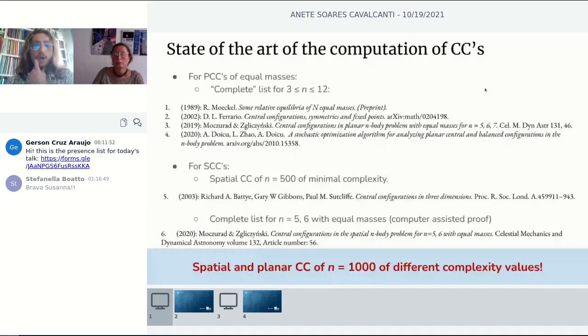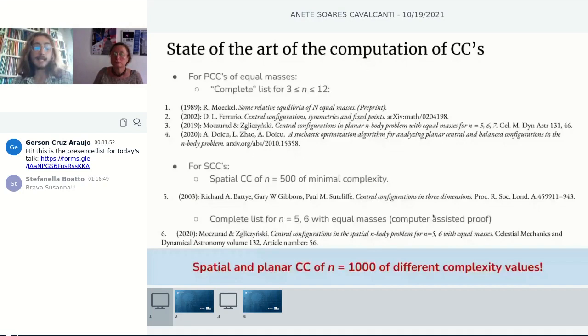And what would be the state of the art of computation of central configurations? Well, it is important to mention that the majority of the approaches have always tried to compute a complete list. The complete list we have goes until n equals 7 for the case of equal masses. And Doiku et al. designed a stochastic algorithm to try to compute up to 12, but they are not completely sure that that is the complete list. For the case of spatial central configurations, in 2003 a spatial central configuration of 500 bodies of minimal complexity was computed. And recently, last year, a complete list was given for the spatial case of 4, 5 and 6 with equal masses.